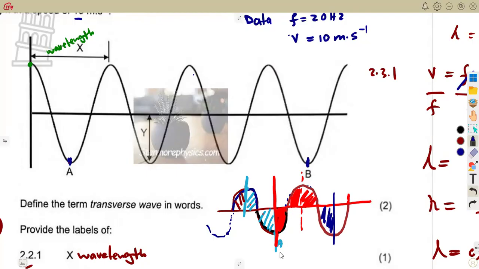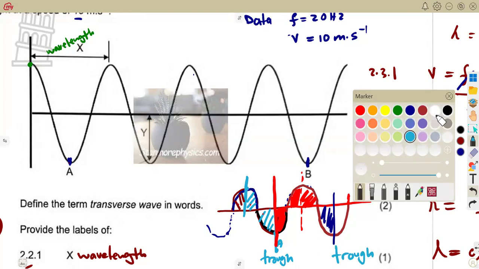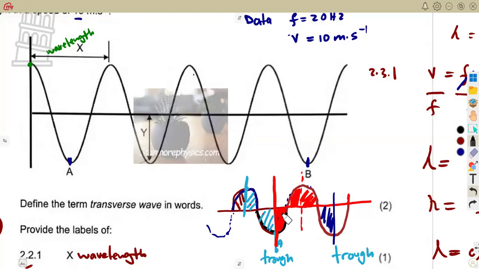I want you to notice that. Are we seeing that moving from one trough to another trough is where we have a complete cycle? Because we have these four quarters, 1, 2, 3, 4. As you complete the wavelength, you are completing a cycle in that manner, if you understand this.